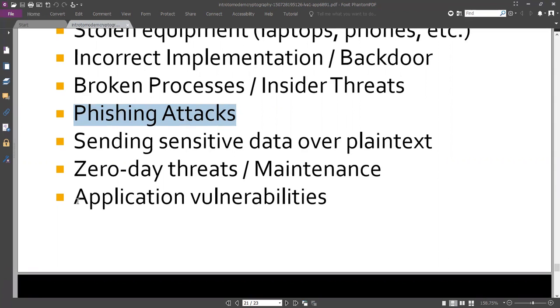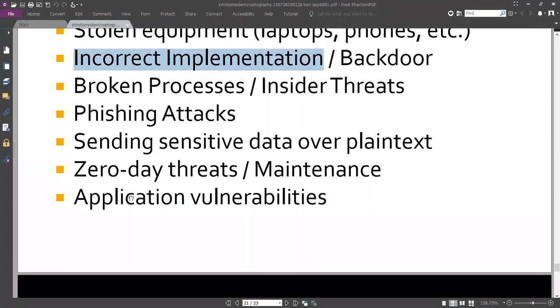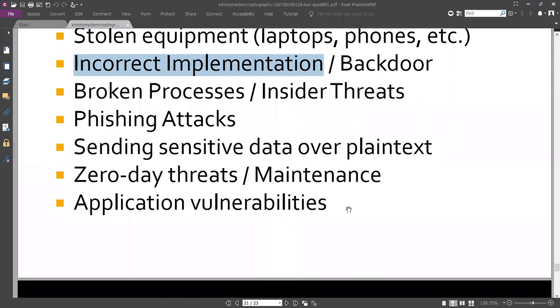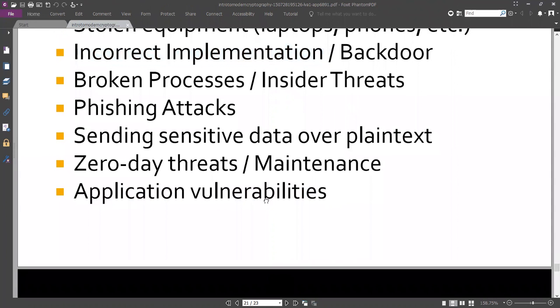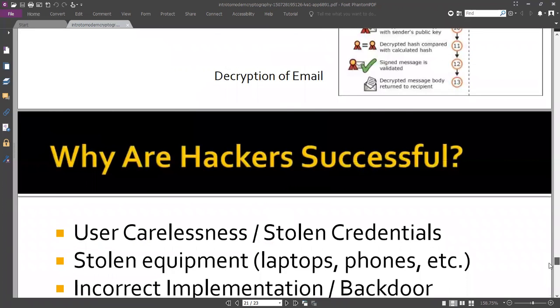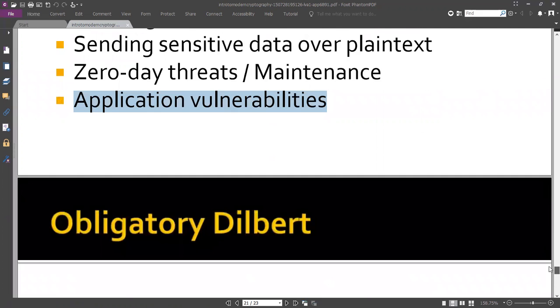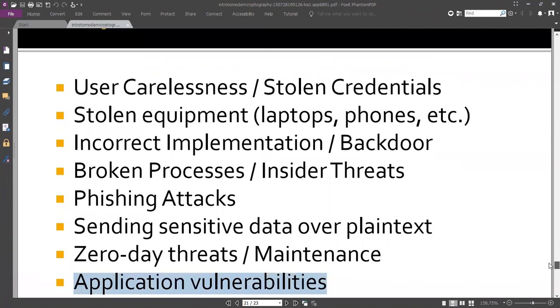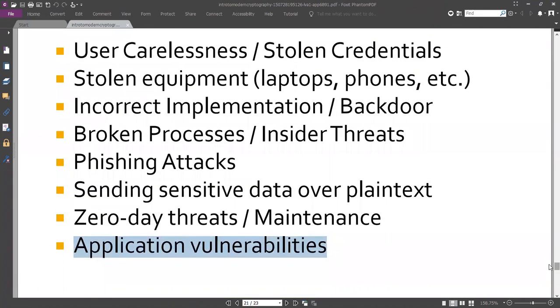Then we have application vulnerabilities. Application vulnerabilities go together with bad implementation of code, or a poor code base using bad code. This is a common thing, like the overflow and reentrancy attack we saw on the smart contract. Those are some of the reasons why hackers are successful, and I've also talked about how you can mitigate these problems.